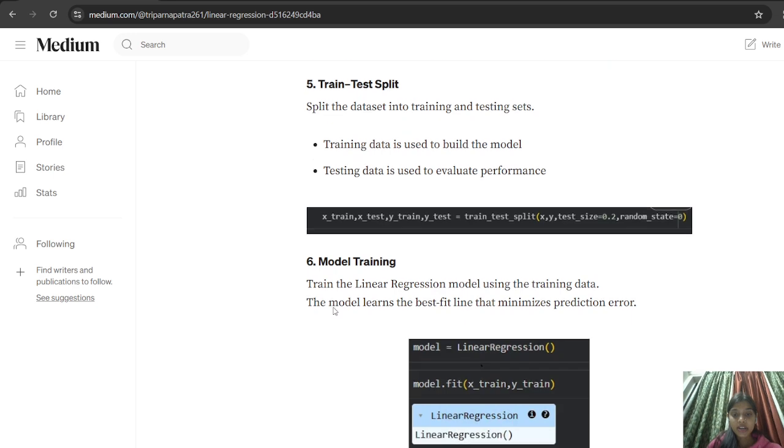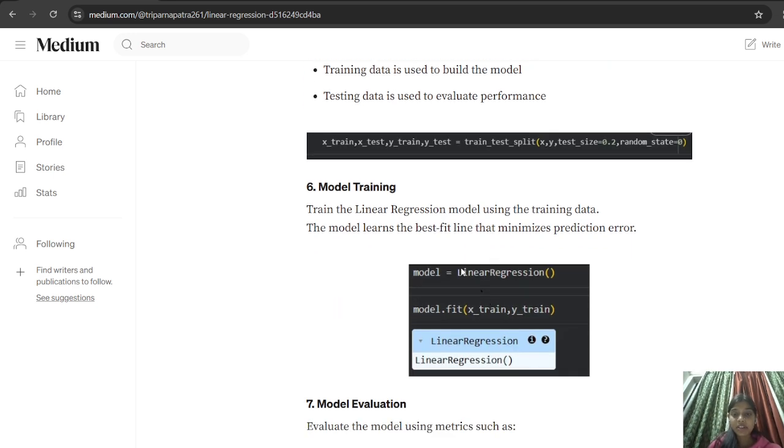Then comes model training. Then we train the model. The model here is linear regression. We train the model with model.fit(x_train, y_train).